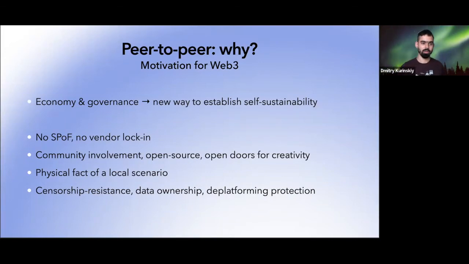And then after the economy, there are different properties that are also nice to have, and which actually make the Web3, like no single point of failure, no vendor lock-in. That's nice, and that's a property of a peer-to-peer Web3 permissionless. You cannot be locked. Or community involvement. If you build a peer-to-peer network, if you make it accessible to everyone, if you make it open source, then it means that you open the doors for creativity and the community can be involved.